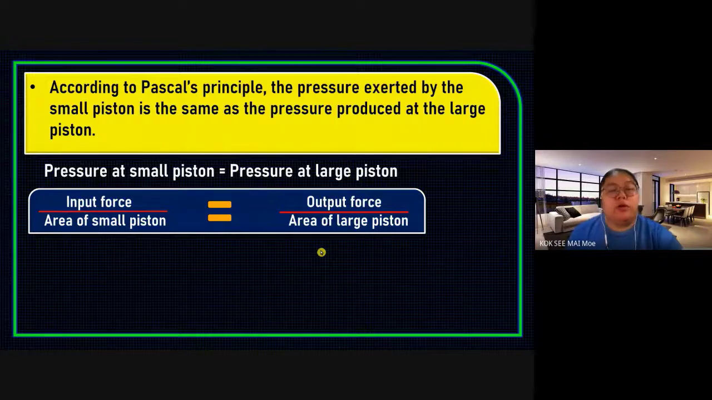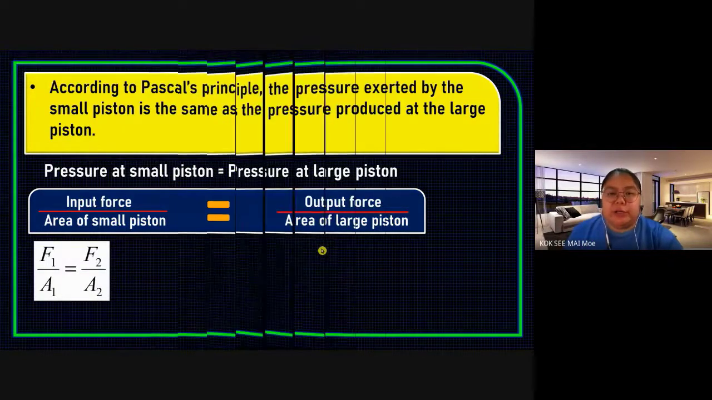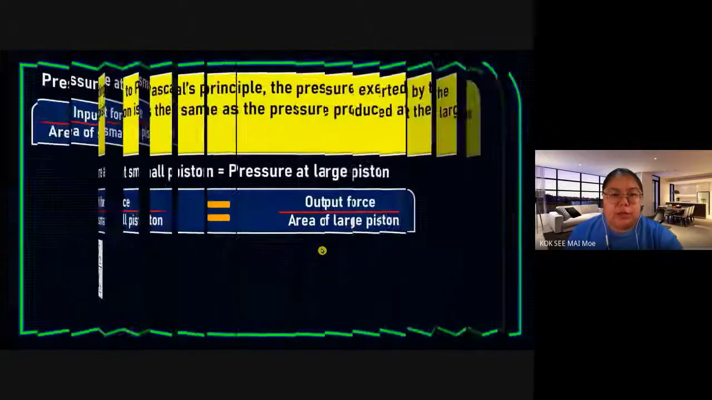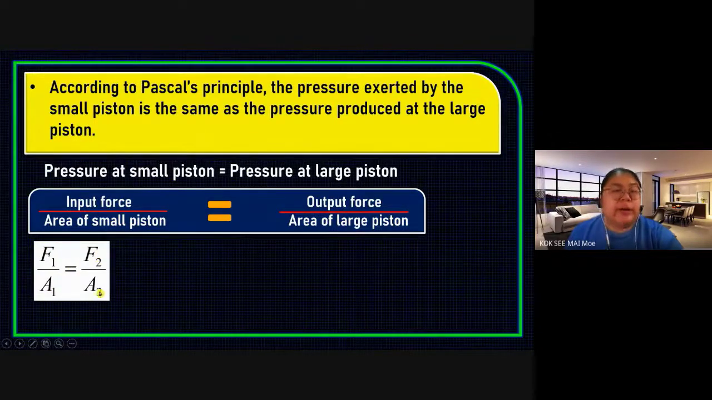So from here, it follows the information from just now. Sorry, I am going to repeat this one. This is the symbol form. I change the words into symbols: F1 over A1 equals F2 over A2. This one is the first piston, and 2 is the output piston. Surely F2 is bigger, right? Because the surface area is bigger. So we are going to prove it.